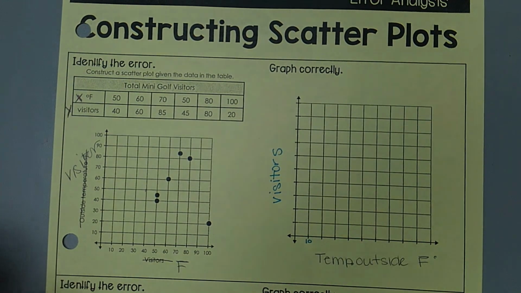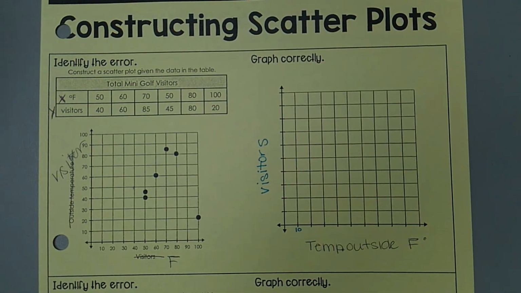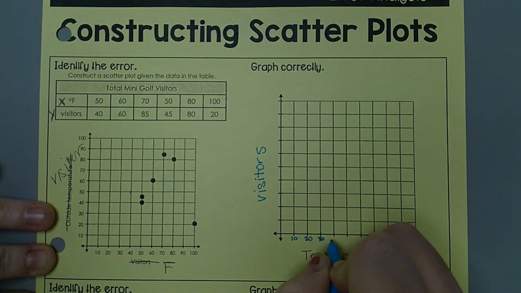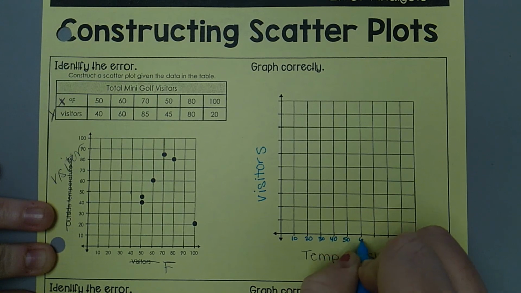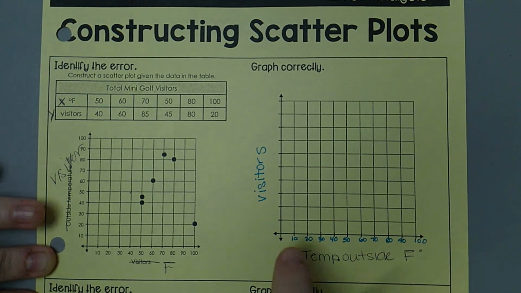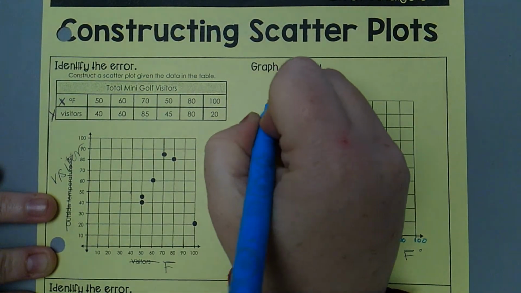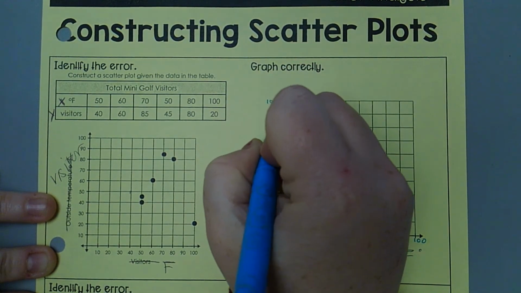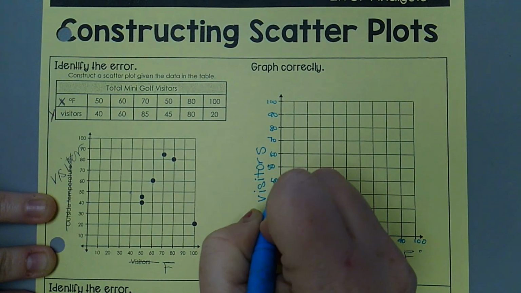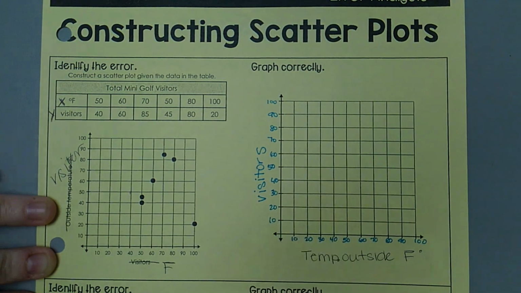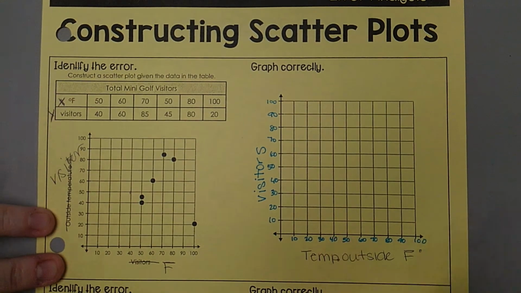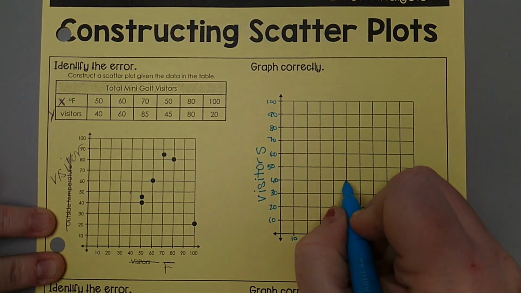So we have 10. All right, so 10, 20, 30, 40, 50, 60, 70, 80, 90, 100. Counting by tens again. So our first one, when it's 50 degrees Fahrenheit outside, there were 40 visitors. I'm going to go over to 50 and up to 40.